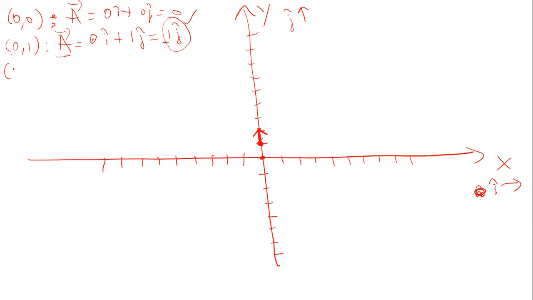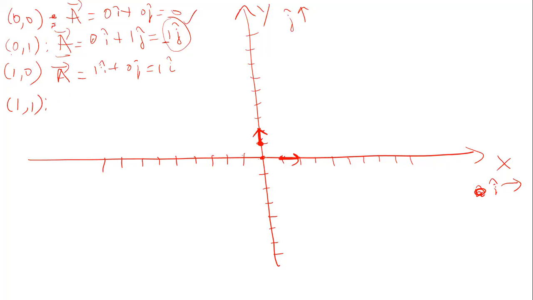Now, if you consider the 1, 0 point, this is your 1, 0 here. The x value is 1 and the y value is 0, so your vector A will be 1i plus 0j. So this will be i cap, 1 into i. Here your vector field will have this direction, with unit magnitude. Now the point 1, 1.